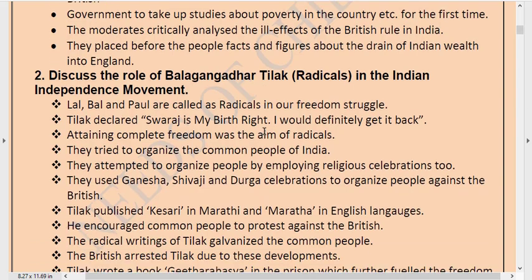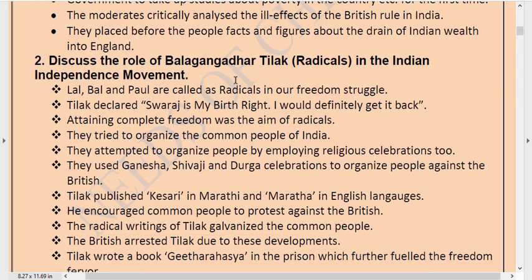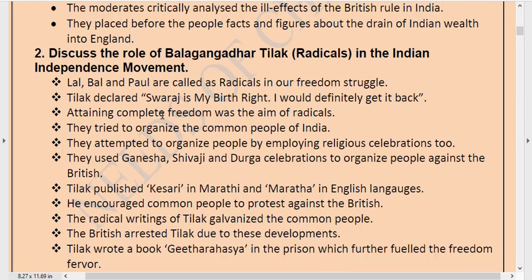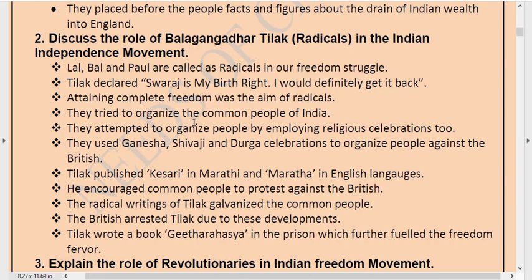The next question. Discuss the role of Bal Gangadhar Tilak and the radicals in the Indian independence movement. Lal Pal Bal are called radicals in our freedom struggle. Tilak declared, Swaraj is my birthright, I would definitely get it back. Attaining complete freedom was the aim of radicals.